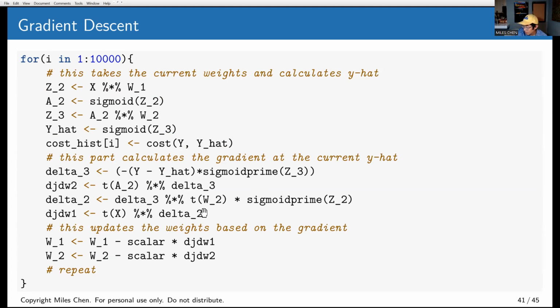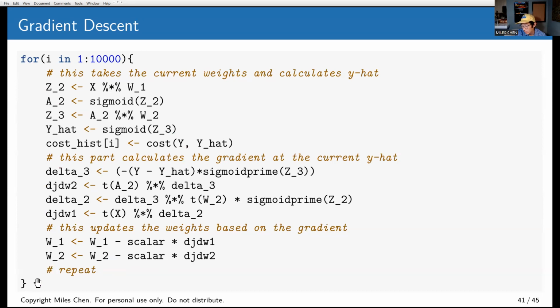And then the gradient descent part is, take your current weight values, W1, and subtract off some scalar multiplied by your gradient. So you just do W1 minus scalar times dJ dW1, and that's going to give you the updated W1 value. You take your current W2 value and subtract off scalar times dJ dW2 to get your updated W2 value.